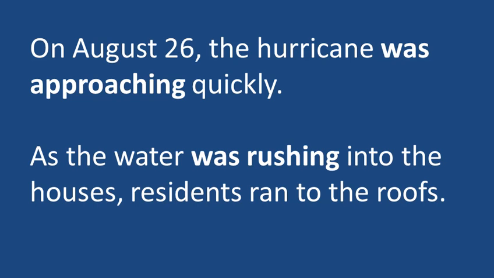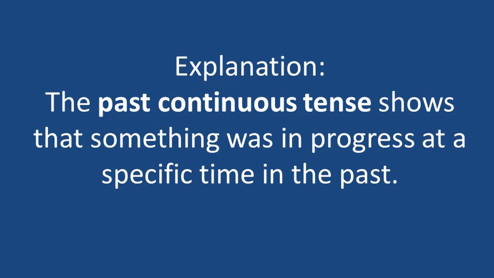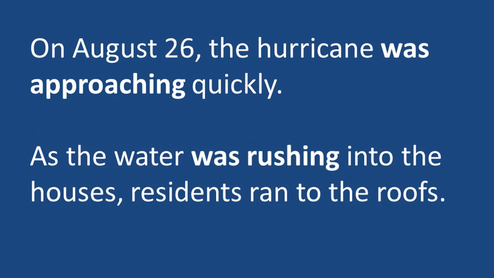Okay, as the water was rushing into the houses, residents ran to the roofs. And here, the water was rushing is a longer action, and in the middle of that, residents ran to the roofs. In this kind of sentence, oops, sorry, I have to go back. That happens very easily. Hold on a minute. Okay, in that second sentence, when I do that, I'm usually using the past continuous to talk about something that lasted for a longer time, and then the simple past is for something that happened in the middle of it or interrupted it.